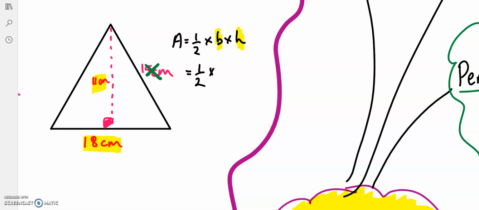So we're going to do a half times 18 times 11. A half of 18 is 9. If we times that by 11, 9 times 11 is 99. 99 square centimetres.